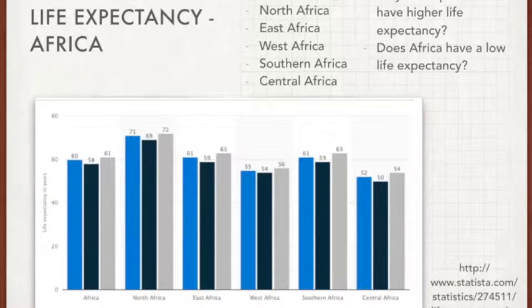Next, I'll be talking about life expectancy, mostly focused on Africa. As you can see from the graph below, Africa is divided into 5 parts. There is North Africa, East Africa, West Africa, Southern Africa, and Central Africa. As you all may wonder, why does North Africa have the highest life expectancy compared to other regions in Africa? I also wondered this, so I did some more research myself.